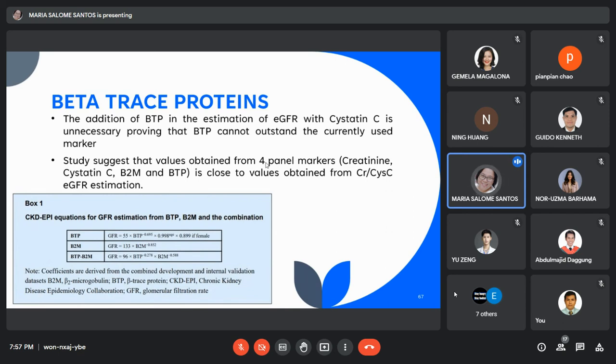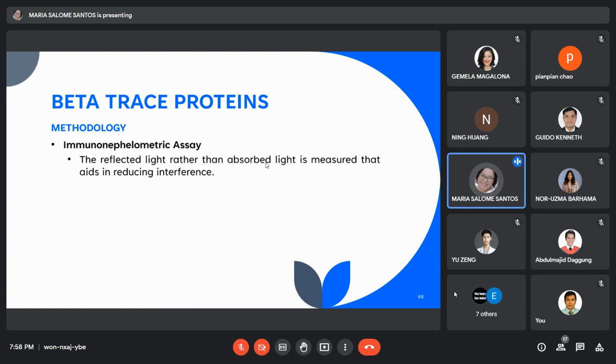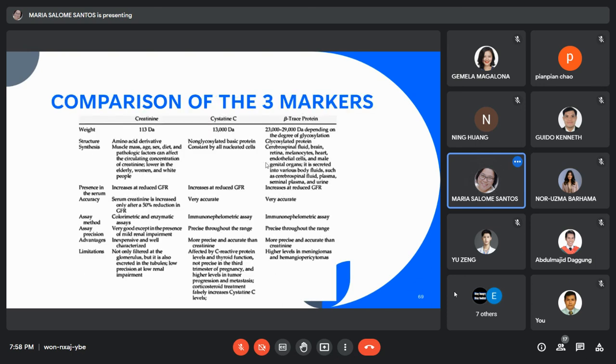Below is the CKD-EPI equation for the GFR estimation from beta-trace protein and beta-2 microglobulin or the combination of both. For the methodology, it uses immunonephelometric assay, by which the reflected light rather than the absorbed light is measured, which aids in reducing interferences. The table here is a comparison of the three markers: creatinine, cystatin C, and beta-trace protein.